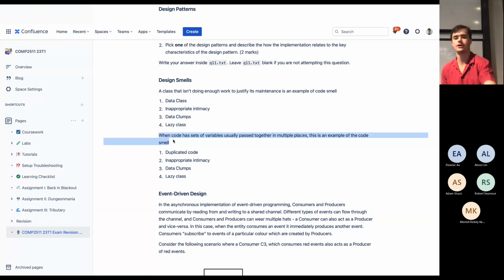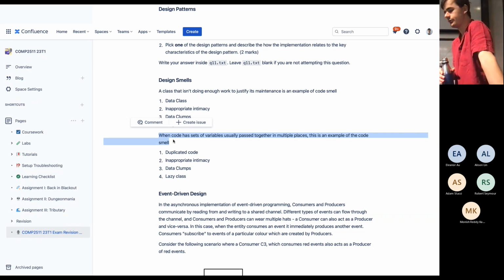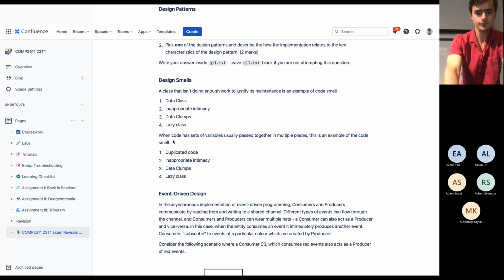When code has sets of variables usually passed together in multiple places, this is an example of the code smell, not duplicated code, that's just duplicated code, you know, don't repeat yourself. Not lazy class, because we just looked at that. Data clumps, yeah. The way I like to explain this is, if you've ever cooked eggs and gotten eggs stuck on the frying pan, you have this disgusting clump of egg that sticks together. It's the same here, where you have variables that stick together, it looks a bit ugly, and maybe speaks to some deeper underlying problem. So that's the data clumps code smell.